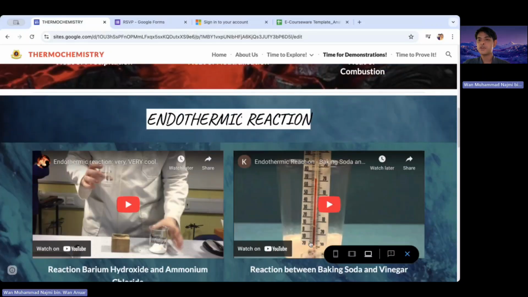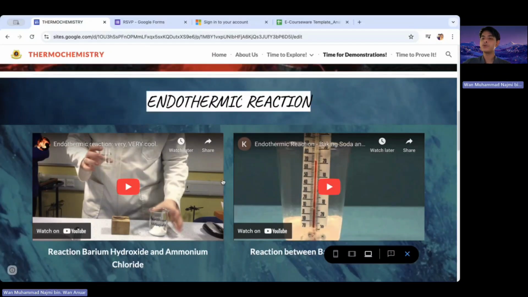All right, so next over here we have the endothermic reaction, also the same as what has been discussed in the exothermic reactions. There will be two experiments over here. You can see that each video shows you a different experiment. Just like the exothermic experiments just now, they show you what apparatus is used, what materials are used, and how you conduct the experiments. And at the end of the video, they conclude how these experiments are related to endothermic reactions.